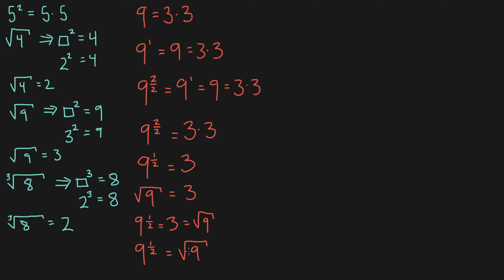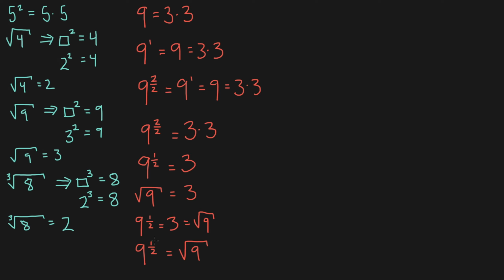9 to the 1/2 power is the exact same number as the square root of 9. And both of those numbers are equal to 3. These are all the same number on either side and in the middle of this equation. That was an example with square roots. We had the square root of 9 and 9 to the 1/2 power.